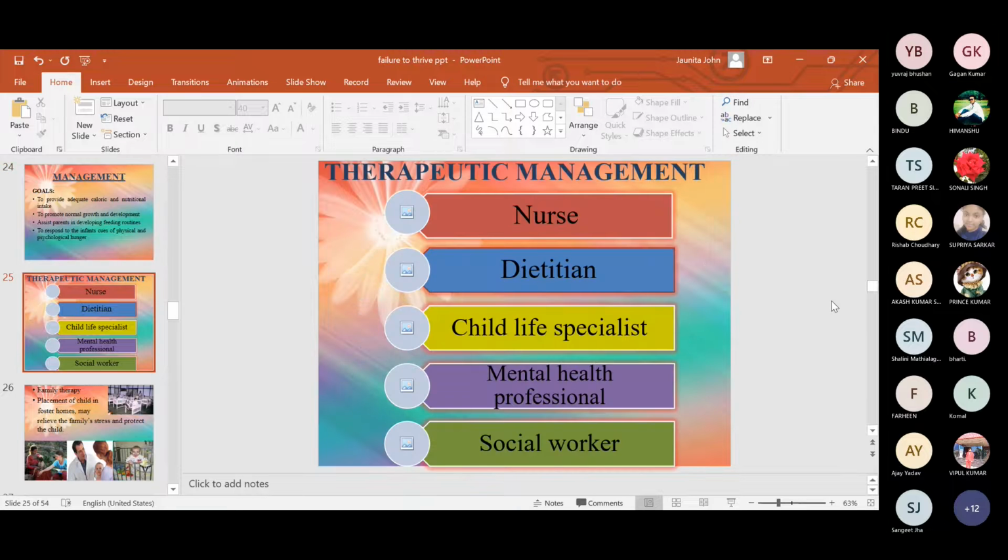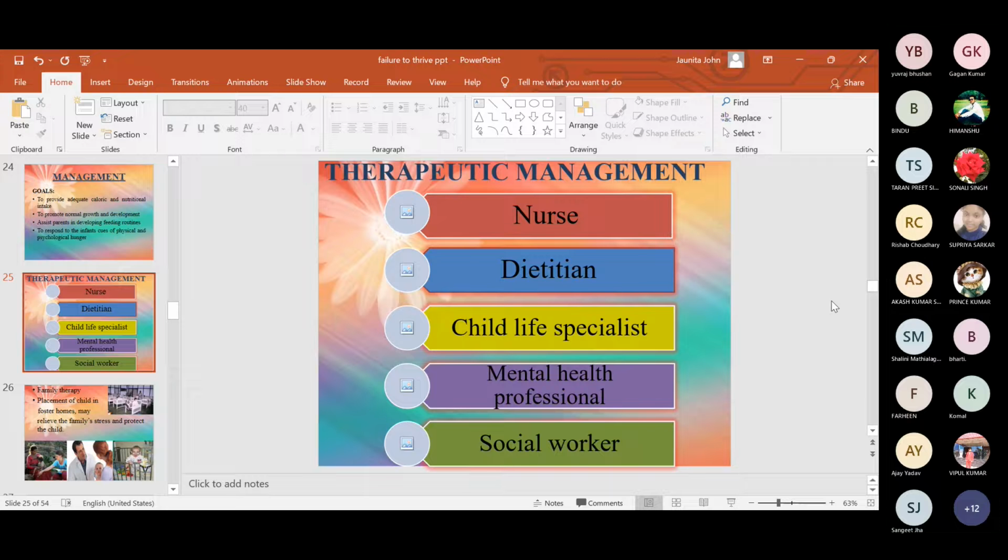Under this management we will be seeing who all will be responsible. First of all a nurse, then a dietitian. Nurse would be seeing overall, dietitian will be checking about the particular child's diet, nutrition, whatever nutrients are to be given. Child life specialist, any child specialist to watch over all the findings and the baby's food and everything is in proper state or not. Mental health professional, these are for both mentally, because if the mother is having any psychological issues, in that point we have seen which was included in the non-organic failure to thrive में.